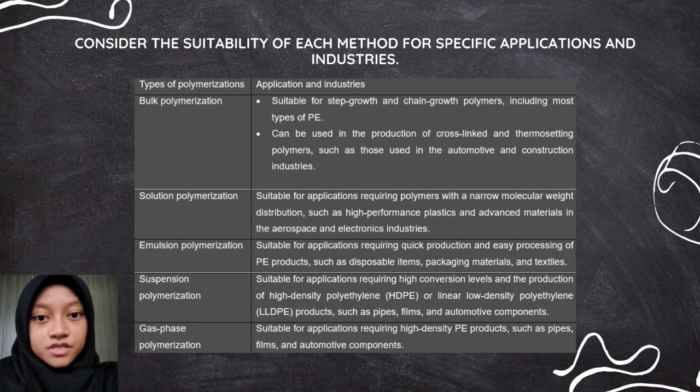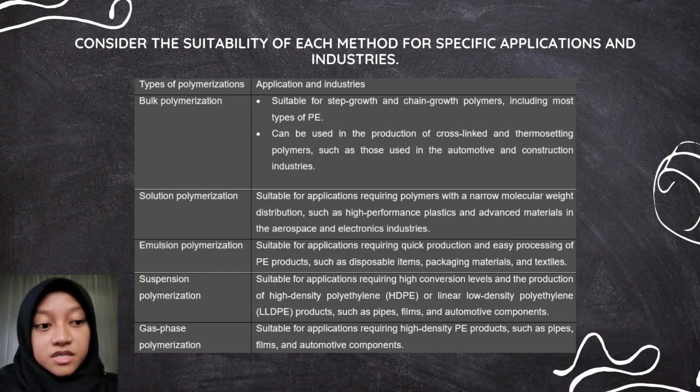Next, we are going to move on to the suitability of each method for specific applications in the industry. Bulk polymerization can be used in the production of crosslinked and thermosetting polymers such as those used in the automotive and construction industries. Solution polymerization is suitable for applications requiring polymers with a narrow molecular weight distribution, such as high-performance plastics and advanced materials in the aerospace and electronic industries.